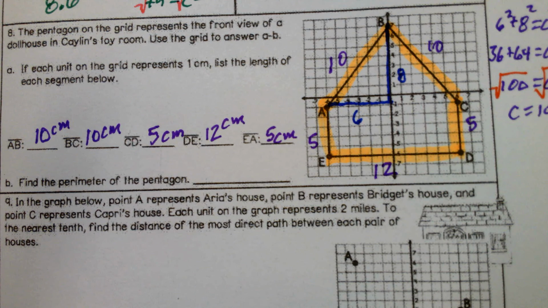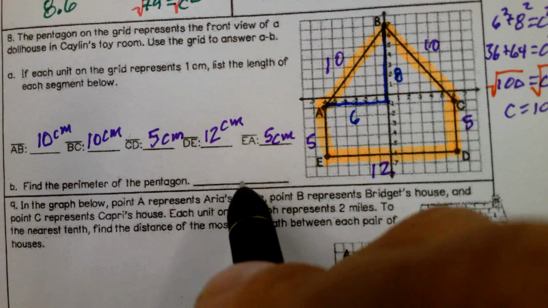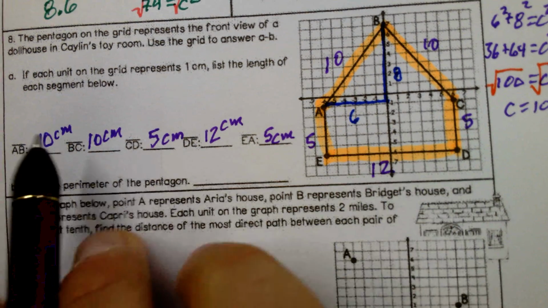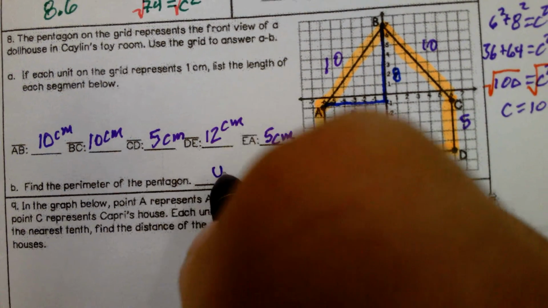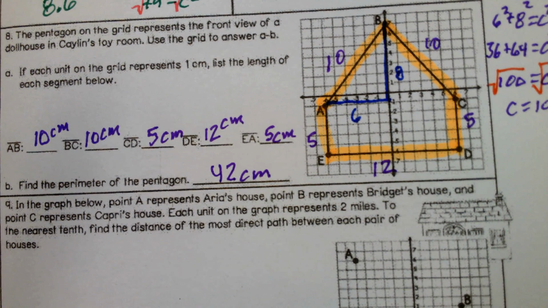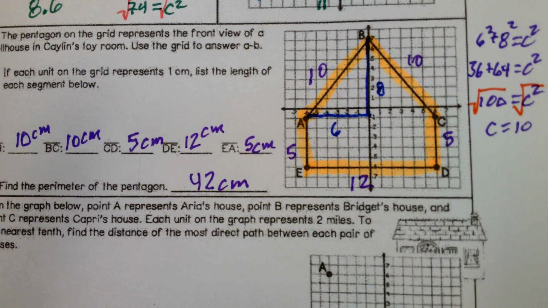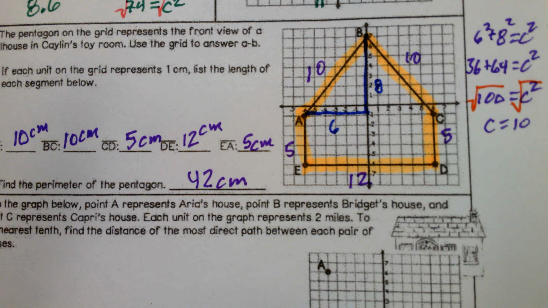We got to find the perimeter, so we got to add all these up. 10 plus 10 plus 5 plus 12 plus 5. Okay, yeah. 42. Pretty, not too bad. All right, let's move on to the next one.